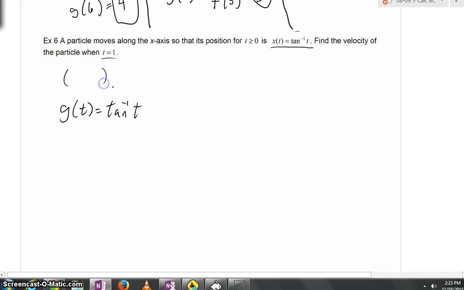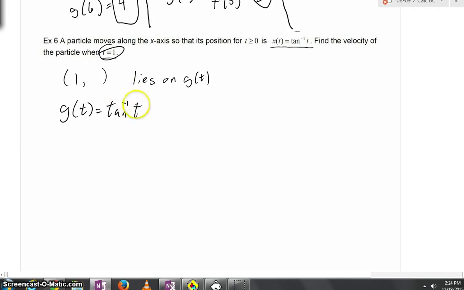But here we have a question. 1 comma something will have to lie on g. Or we could call it x of t. Why am I calling it g? g is normally the inverse function, and I see this as inverse tangent. We just as well could have called this f, and that's fine. But by the way, this is a little different.